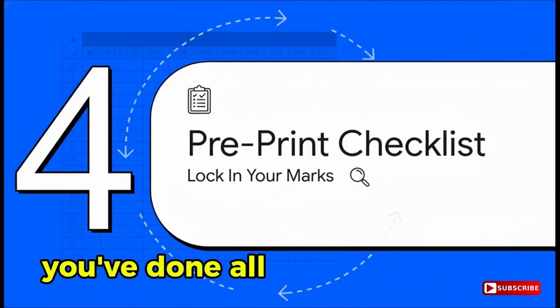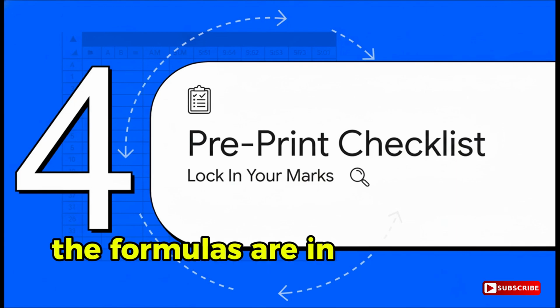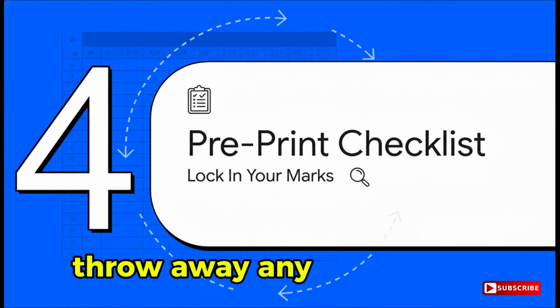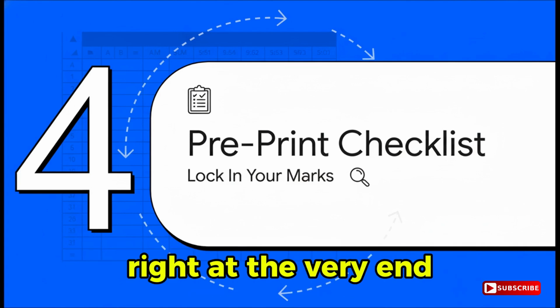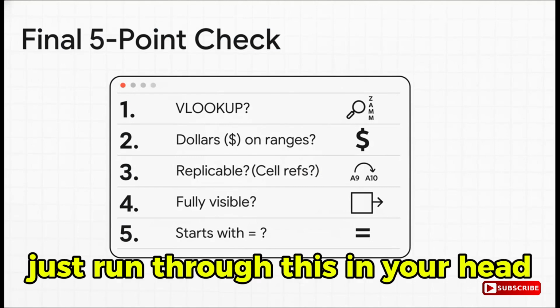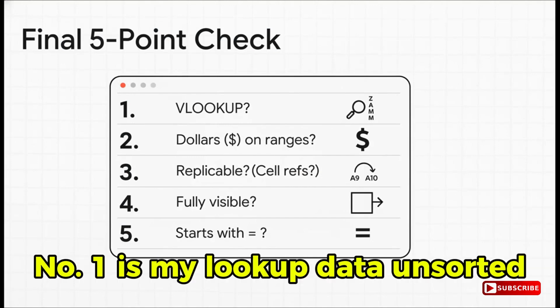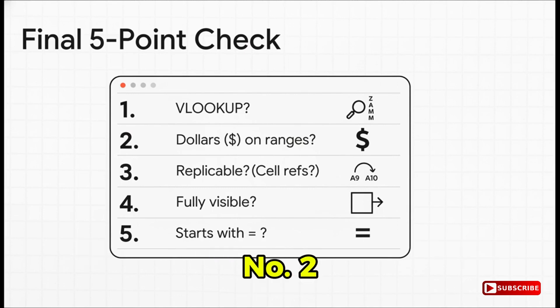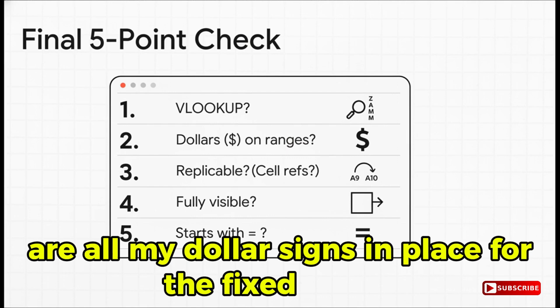All right, you've done all the heavy lifting. The formulas are in, but before you hit print, let's just run through a quick final checklist. This is to make sure you don't accidentally throw away any easy marks right at the very end. Just run through this in your head. Number 1, is my lookup data unsorted? If it is, I've used a VLOOKUP, right? Good. Number 2, are all my dollar signs in place for the fixed ranges?